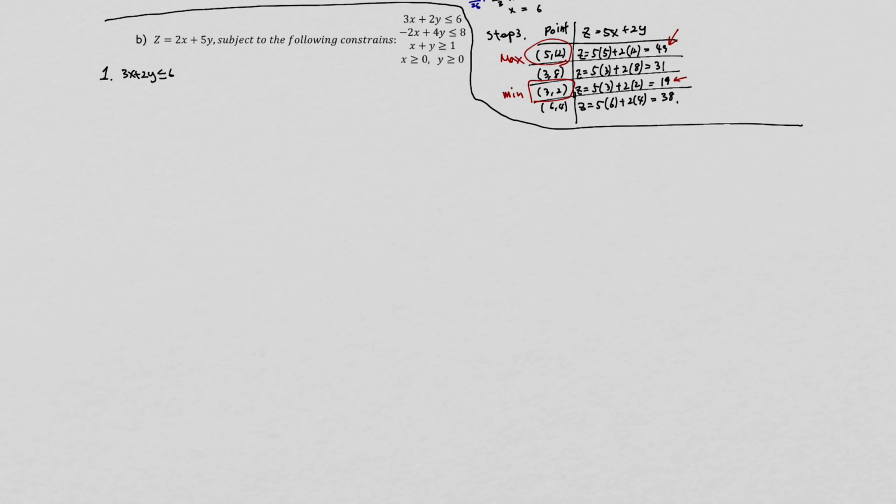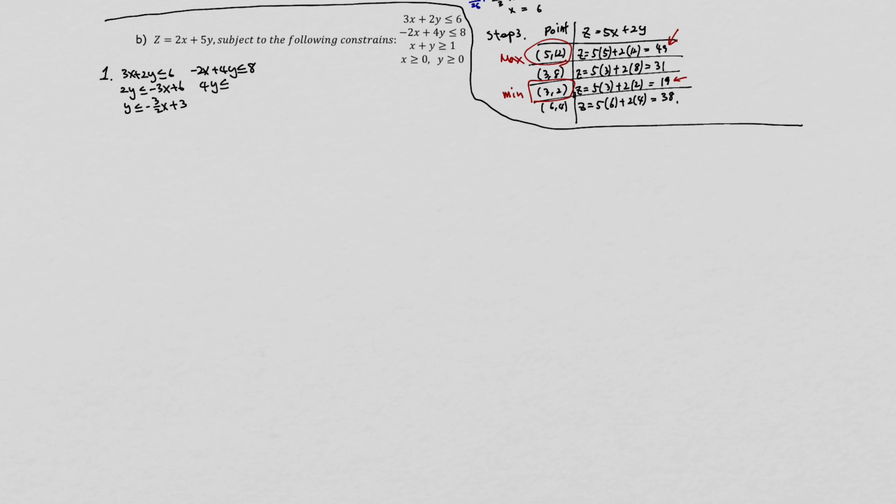So for y, minus 3x plus 6 divided by 2 will be negative 3 over 2x plus 3 is what you're going to have. And I'm going to solve for all of them first before I graph it. And I have negative 2x plus 4y is less than or equal to 8.